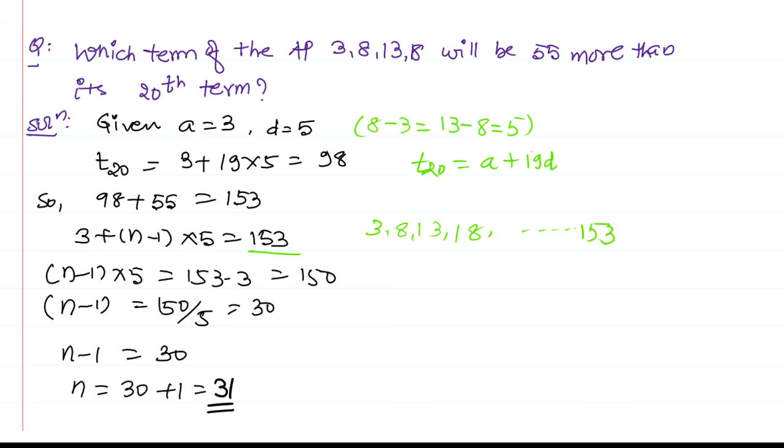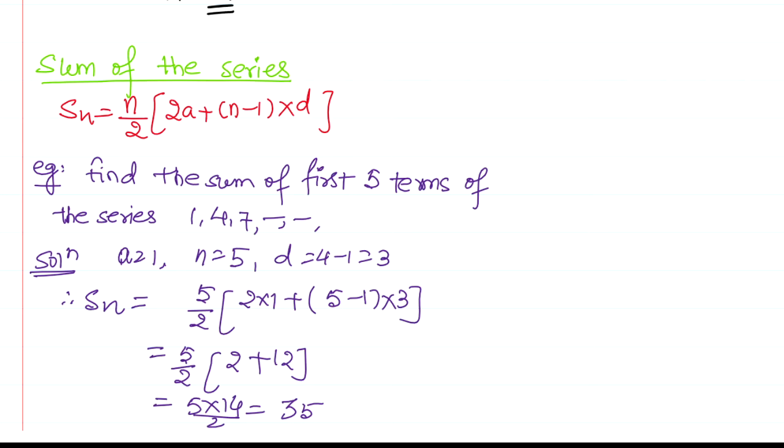Let's see one more question. Now we are taking a question based on the sum of the series. In the initial part of this lecture, I had given you the formula to find Sn, that is the sum of n terms of the series, which was equal to n by 2 in the bracket 2a plus n minus 1 into d. And we are familiar with the terms: n is the number of terms, a is the first term, and d is the common difference.